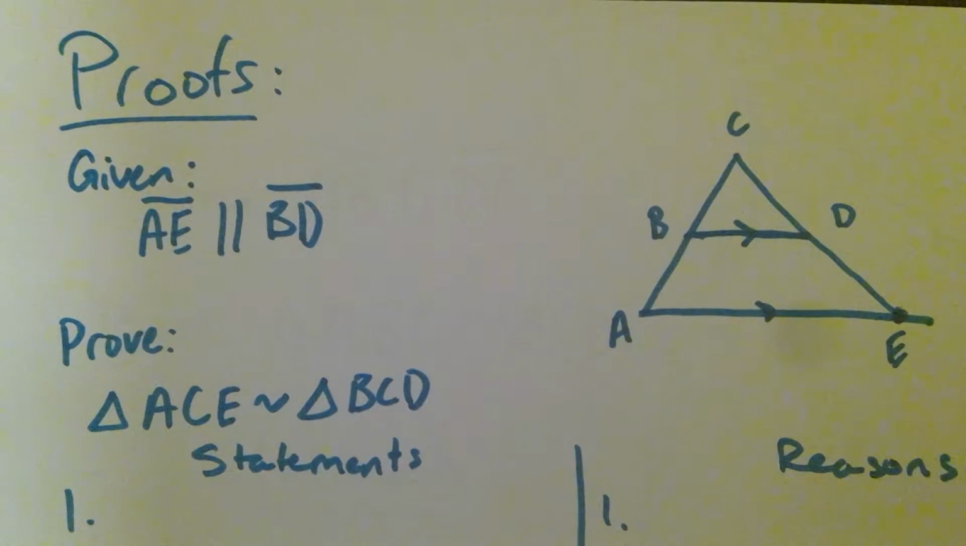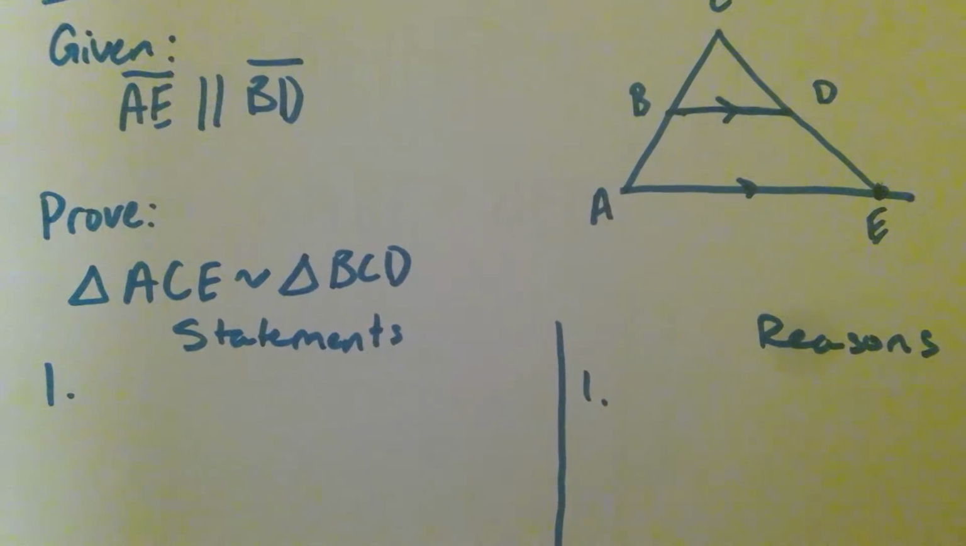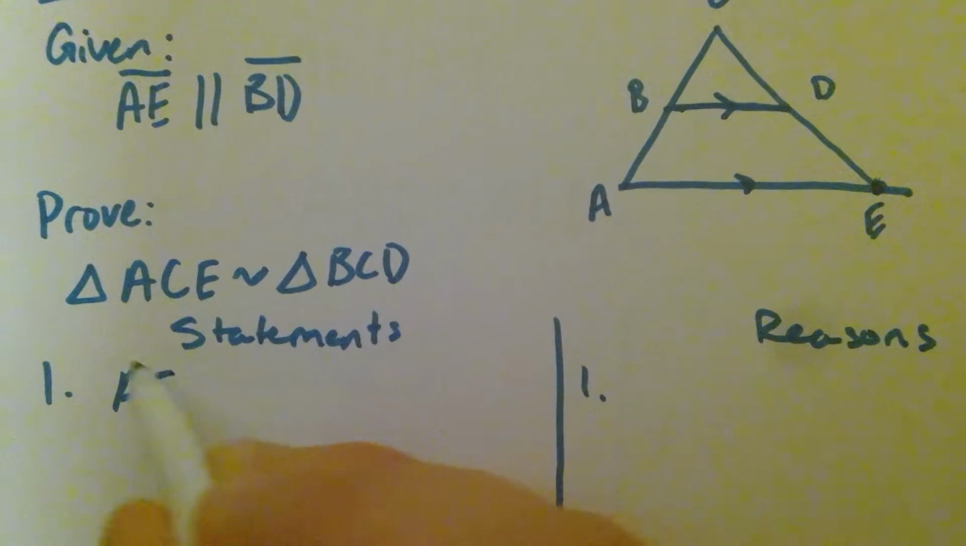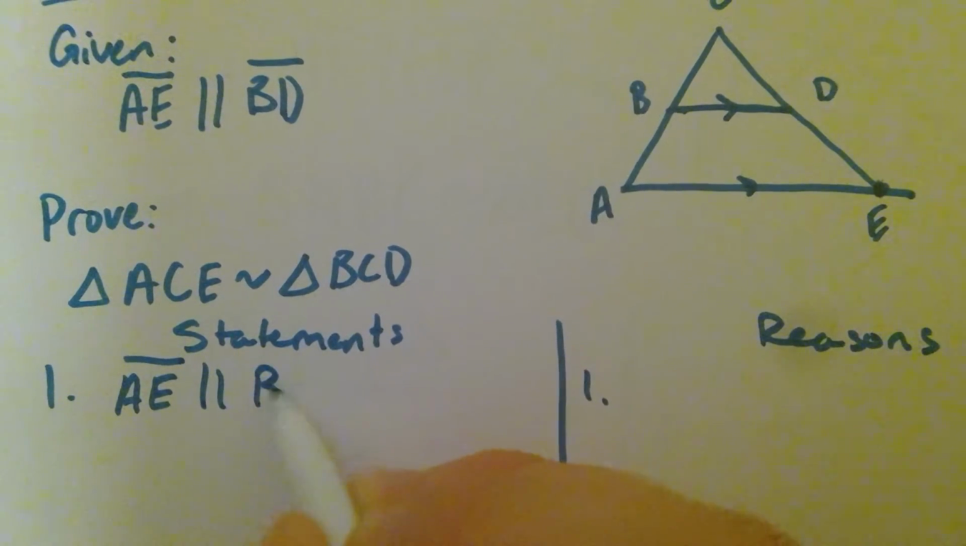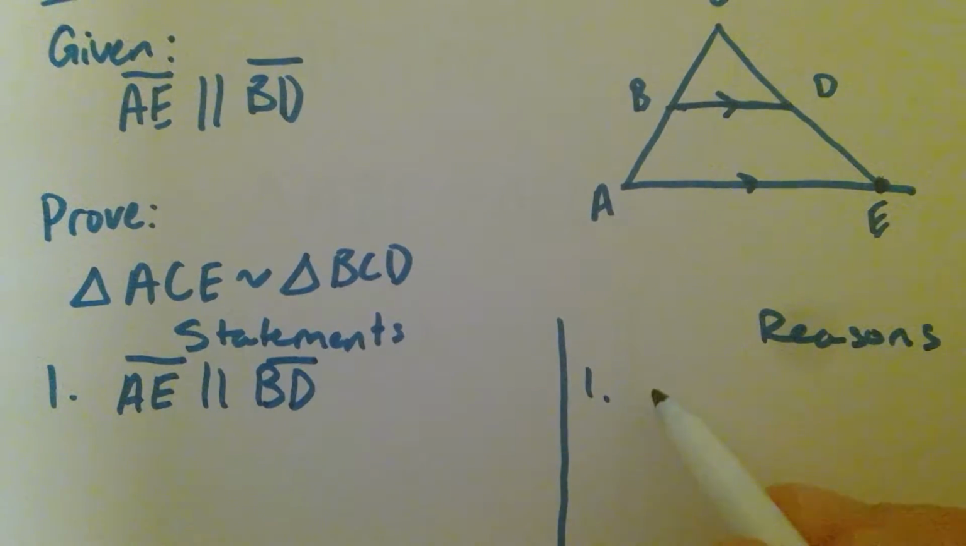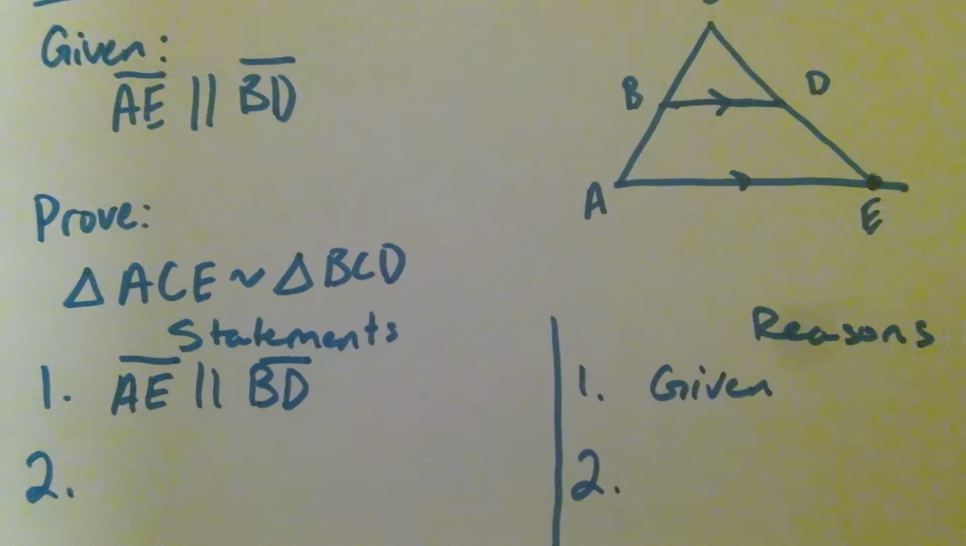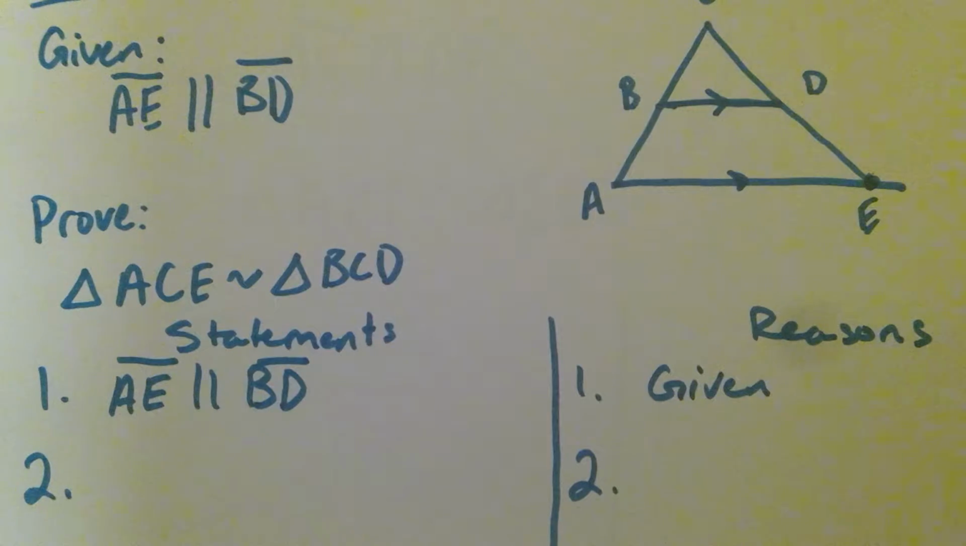So what we want to do is start off with our given. Our given statement is that AE is parallel to BD, and that is given. Always get to start off with the given. Now we've got a couple ways we can go here. One of those is we want to think about similarity. We've got either angle, or side, or side.